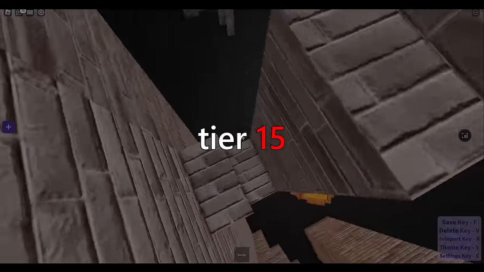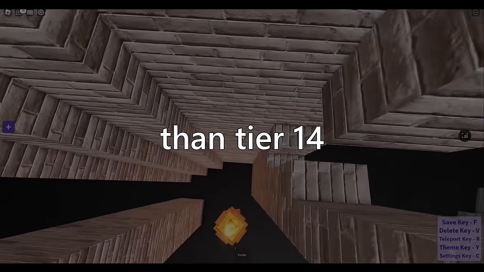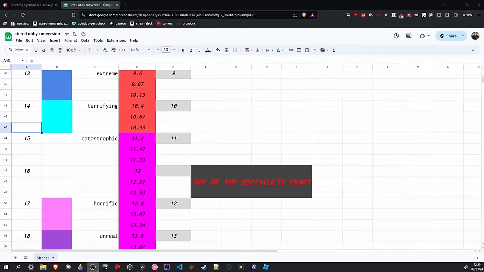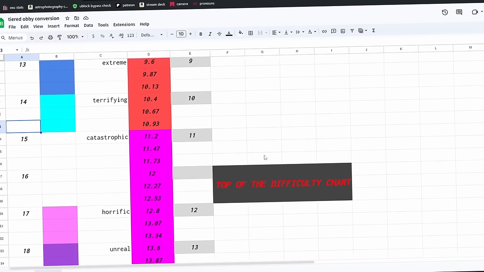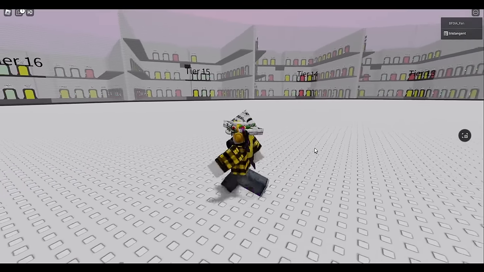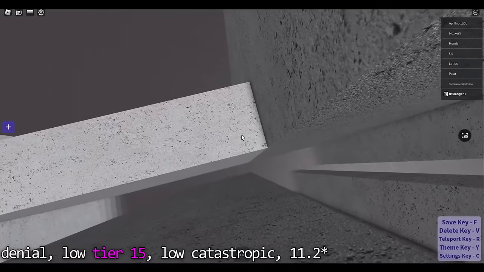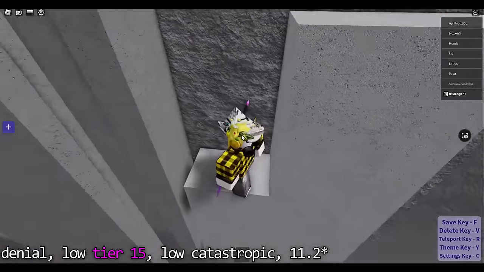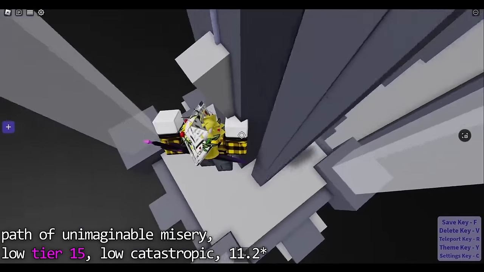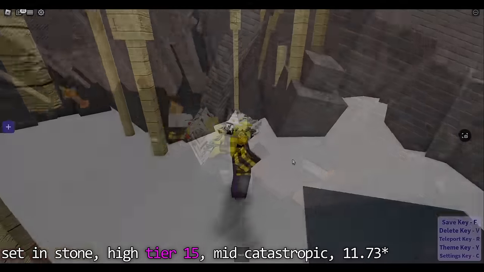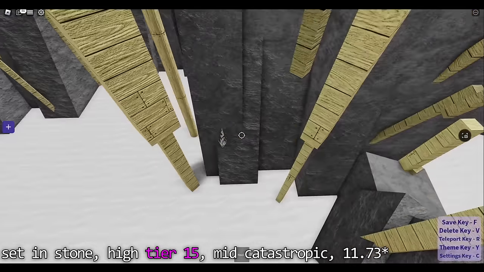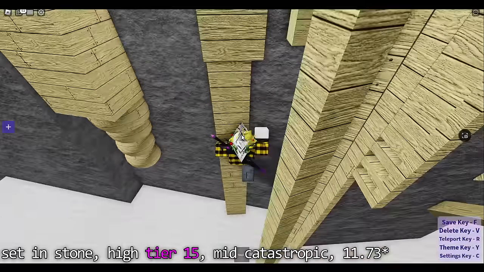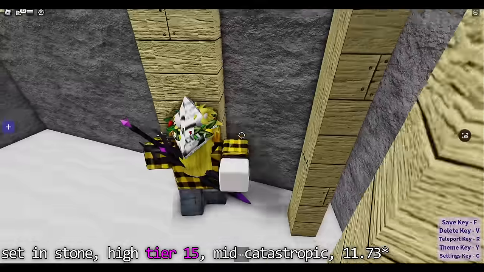Then we have tier 15, which is slightly harder and jankier than tier 14, as you may expect. The obbies in this tier are officially near the top of the difficulty chart, and there's a lot of them that exist, such as this one called Denial, which is a low tier 15, or Path of Unimaginable Misery, which is another low 15. There's also Set in Stone, a high tier 15, but it's also really long, so the jumps aren't really too awful, at least by tier 15 standards. After this is tier 16, and holy shit, there is a lot to say about this one.